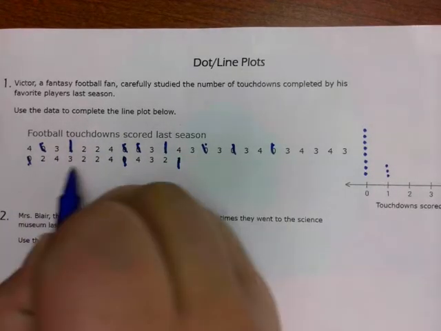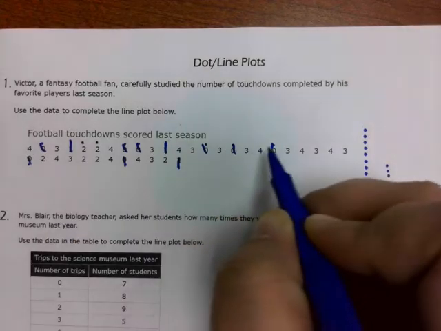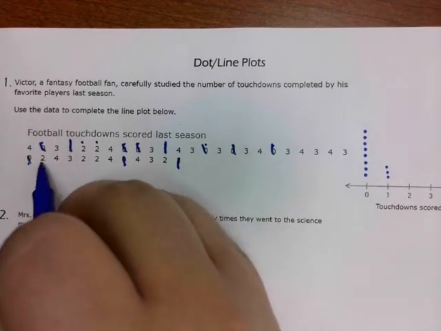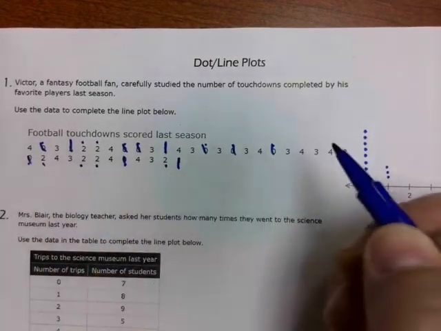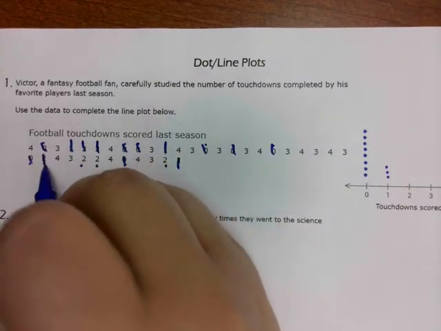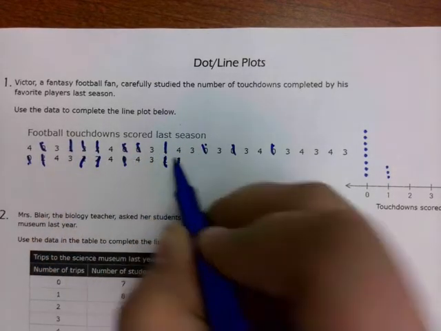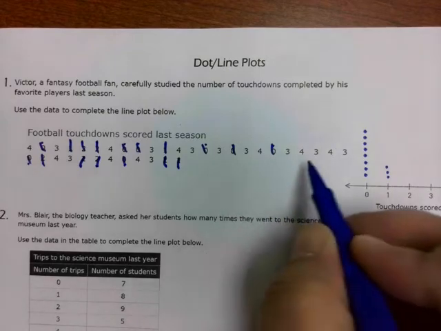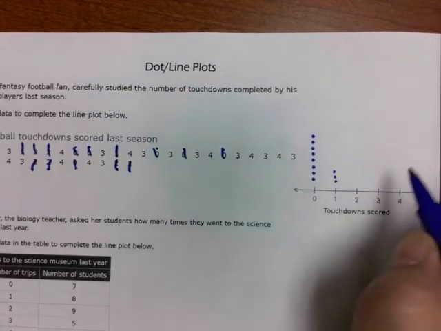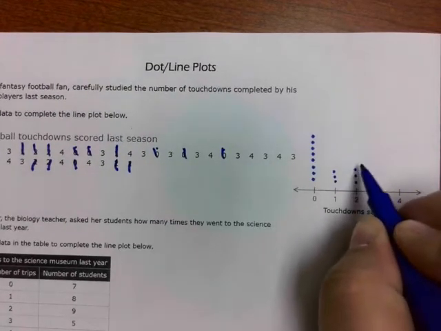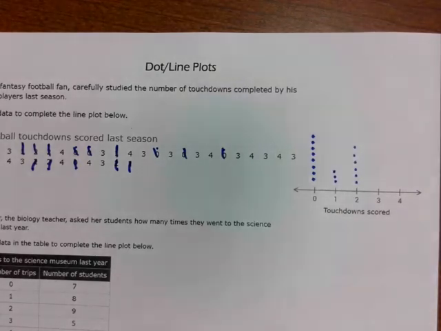Next is number 2, and we're going to do the same thing for number 3 and 4. So number 2: 1, 2, 3, 4, 5, 6. I don't see any more, so we're going to put 6 dots.